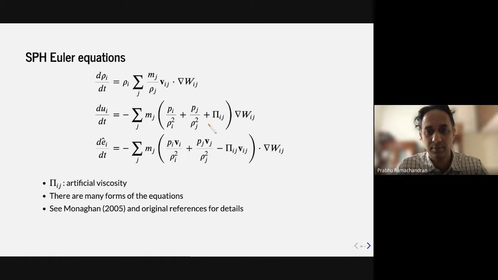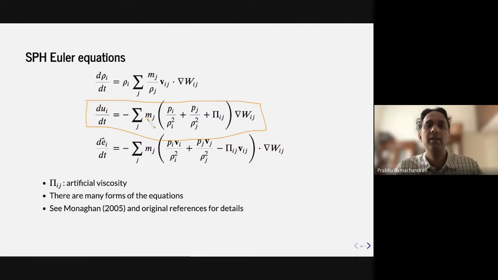Okay, so if you focus on this equation, what we want is for the total momentum to be conserved. One way of thinking about this is, let's say you have a system. This is the acceleration, and this is the net force acting on this particle I. So this term, you can interpret as the net force acting on this particle I.